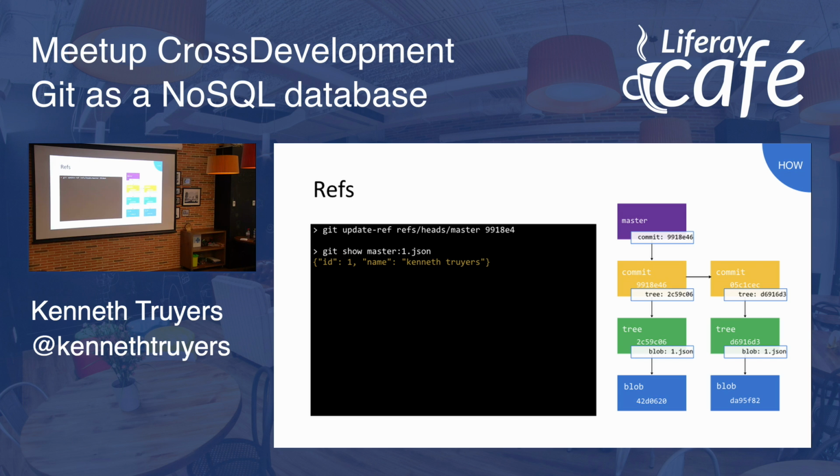So the next thing comes on top, and that's references. So here I can say, okay, update the reference master and have it point at this commit. And then instead of remembering the last hash or the last tree or the last blob, I have a logical name where I can refer to and show the contents of that file.